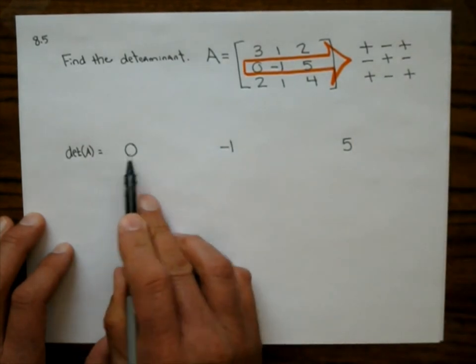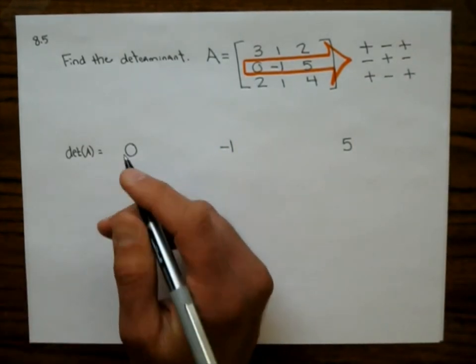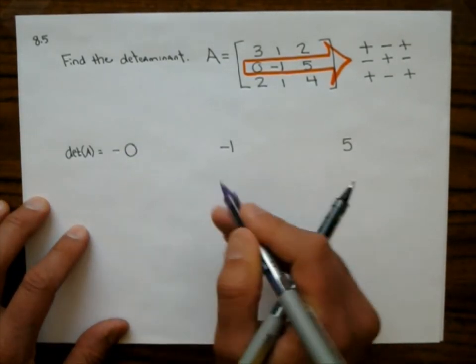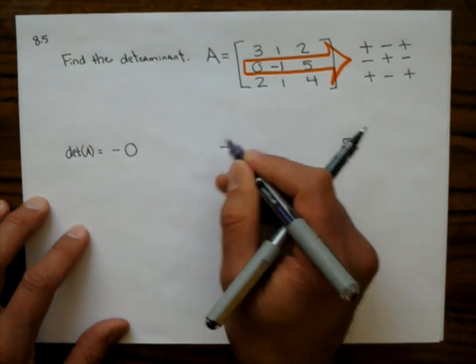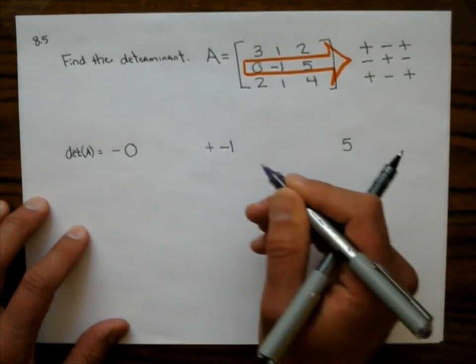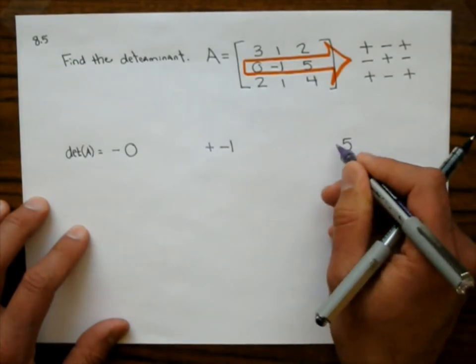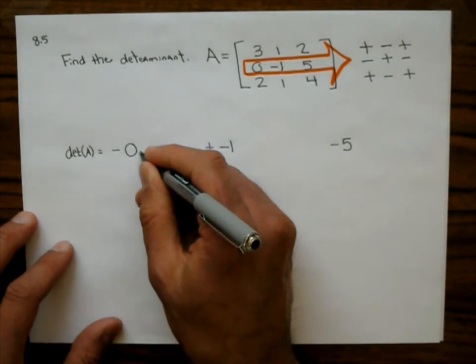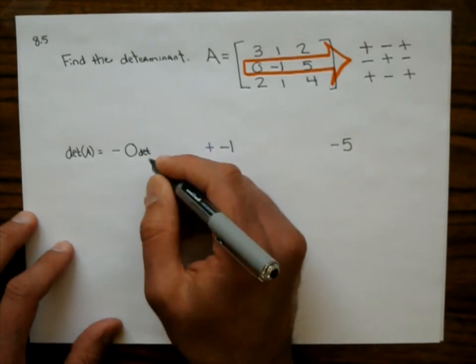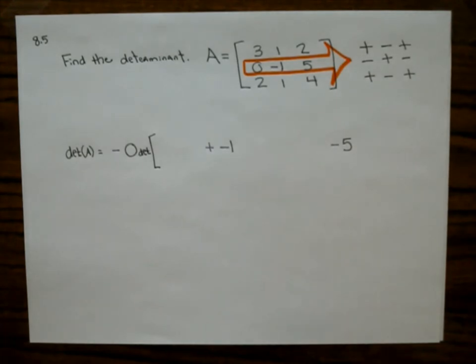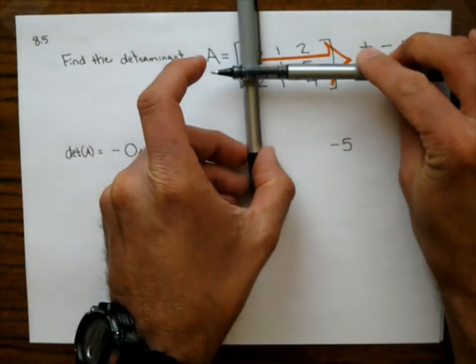So this 0 is in the negative position, so I'm going to go ahead and put a negative in front of it. Now, it's not going to matter that much, but it does matter on the other numbers. So this negative 1 is in the positive position, so I'm going to put a plus in front of that. And then this 5 is in the negative position. Now what I'm going to do is cover up all the rows and columns that contain that 0.